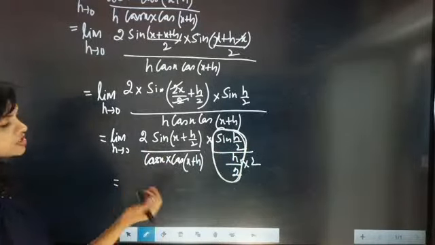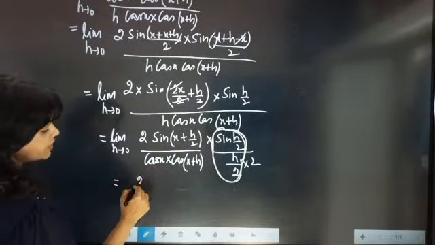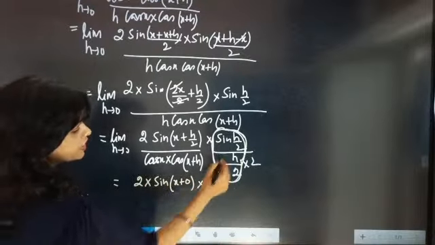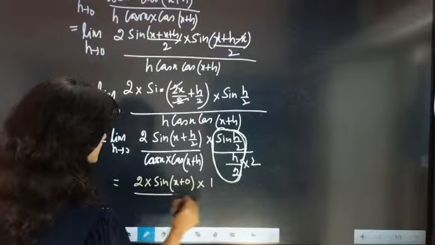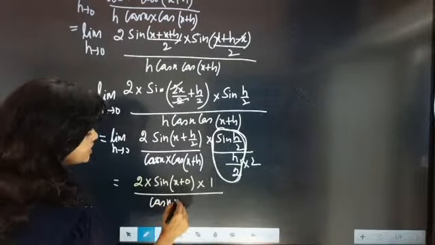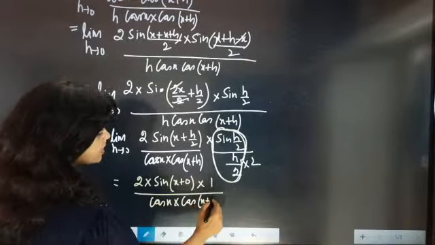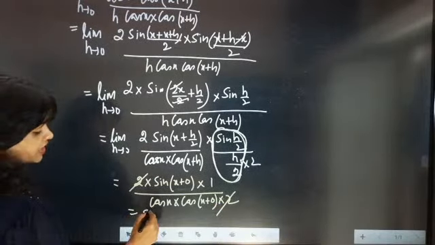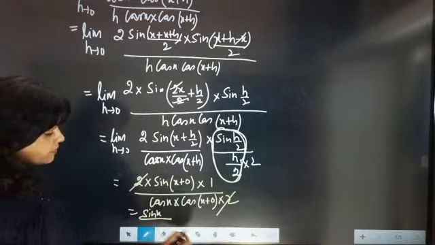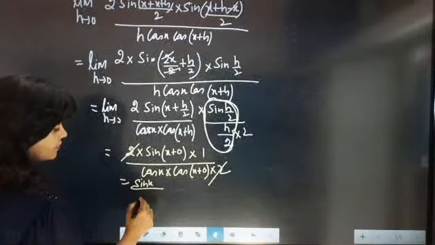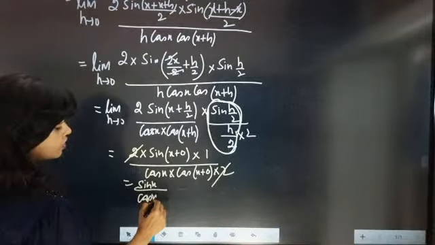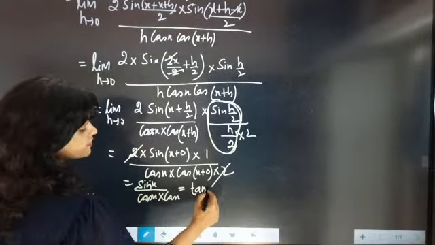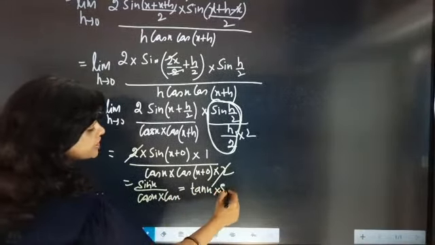So now we are going to just start substituting the h value. So here it will become 2 sine of (x plus 0) into 1 by cos x into cos of (x plus 0) into 2. So 2 and 2 got cancelled. It is coming as sin x by cos x into cos x. So sin x by cos x will become tan x, and 1 by cos x will become secant x.